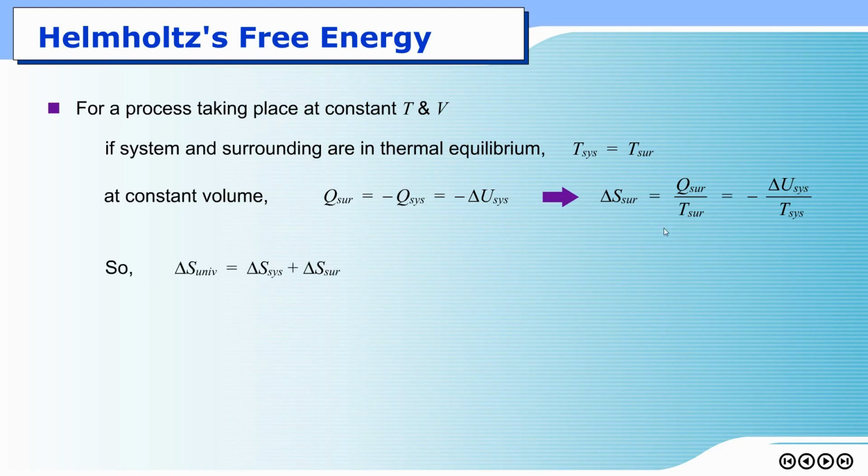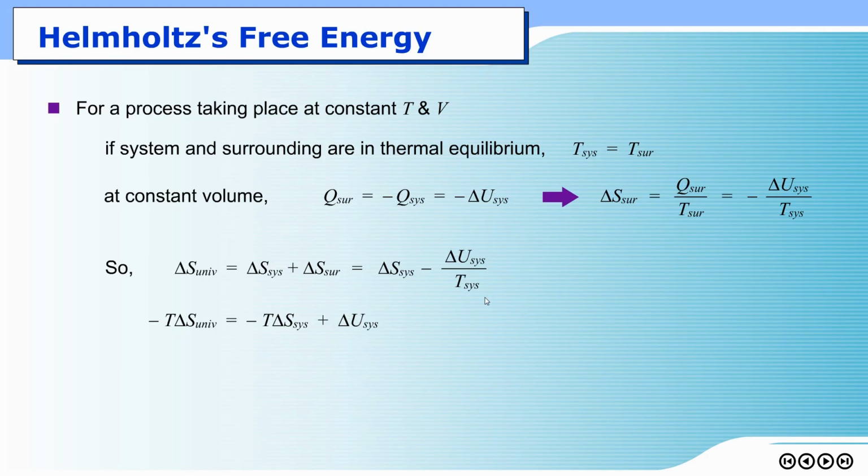Then we take delta S to be part of this delta S of the universe. Okay? That means we now can write the change in entropy of the universe as a function of system properties. But this time, since the system is constant volume, we have delta U here instead of delta H we derived earlier for Gibbs free energy.